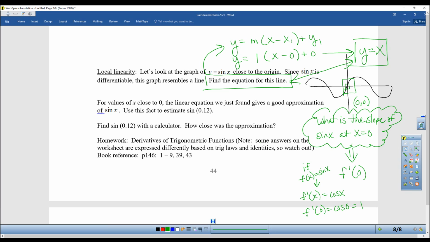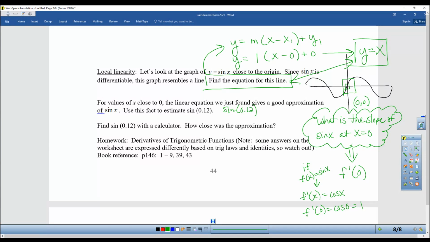So for values close to 0, the linear equation we found gives a good approximation of sine of x. So this is a very archaic use, but the concept of it is really important. What it's saying is, I want to know sine of 0.12. This is ridiculous. You guys have a calculator. You would just plug it in. But as recently as my dad's generation, they didn't have a calculator.